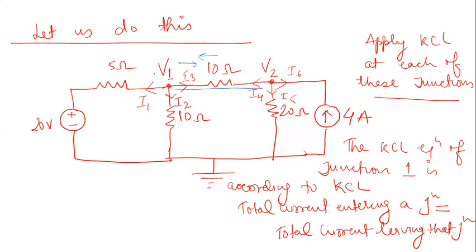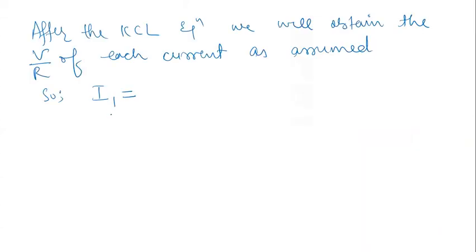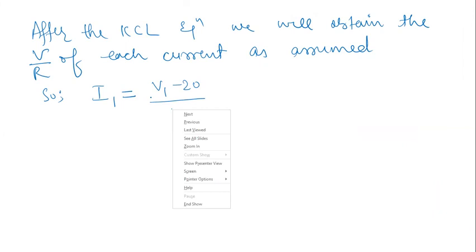Now let us come back to the circuit diagram. So I1 is moving from V1 to this particular 20 volt and like this. So that means if I1 is moving from junction 1 to the battery, that means your V1 is at high potential. Okay. Do not get confused. V1 is at high potential because you have assumed that the direction of current is from V1 to 20 volt, right? So I will write I1 as V1 minus 20 divided by the resistance of that branch, which is equal to 5 ohm. So 5. So this is one thing.